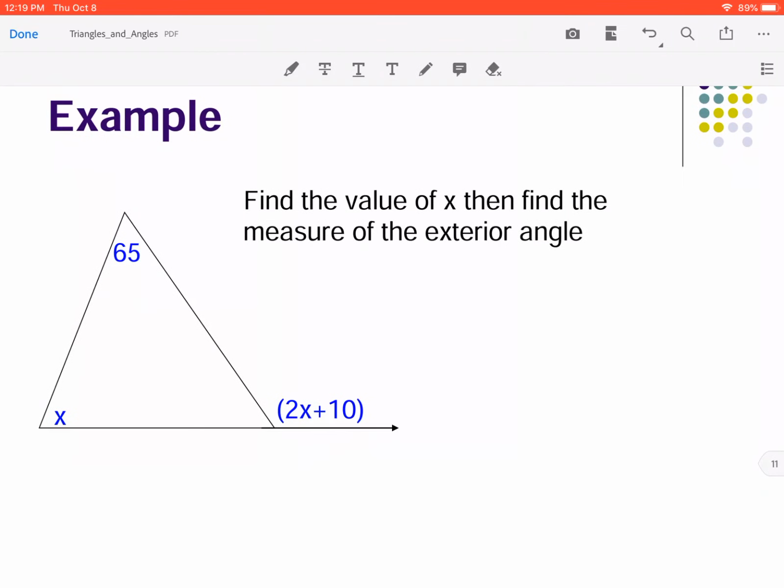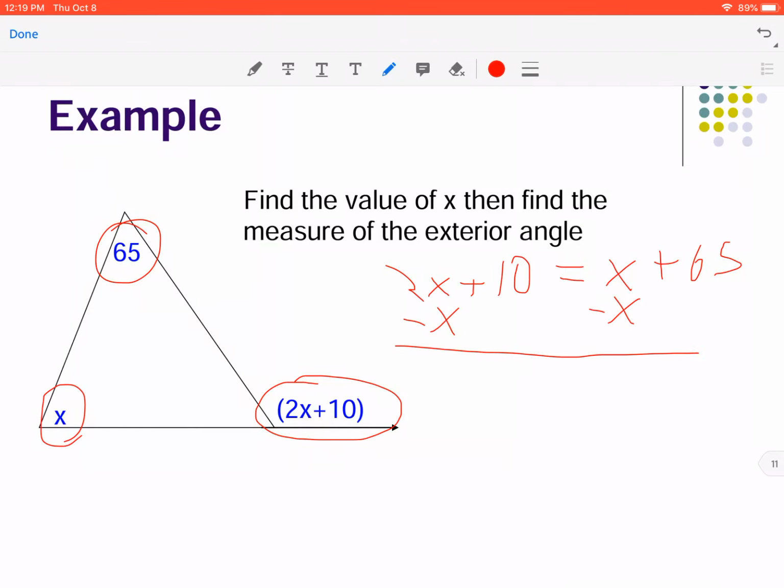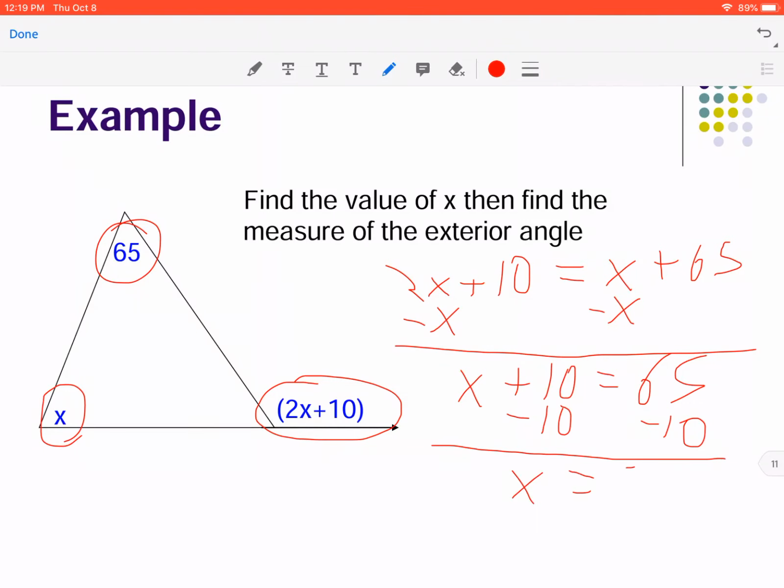Now, sometimes it might be a binomial or you got to do a little bit more work, but the rule doesn't change. This angle on the outside, and this is what you'll see for homework, is equal to these two angles added together, x plus 65. Now you just have variables on both sides. Get rid of x. So 2x minus x is x. X plus 10 equals 65. What are you going to do to get rid of that plus 10? X is equal to 55.